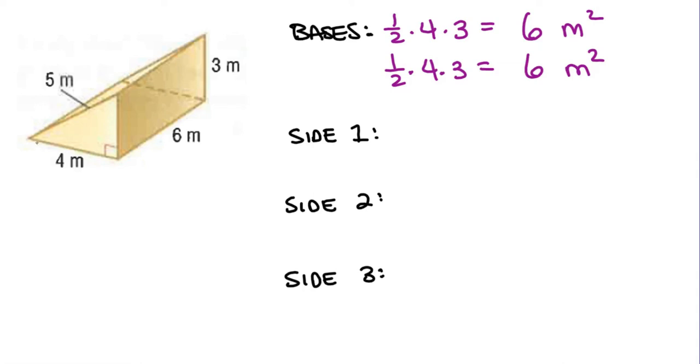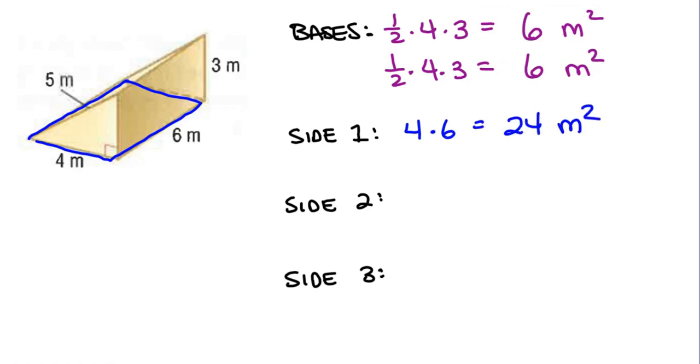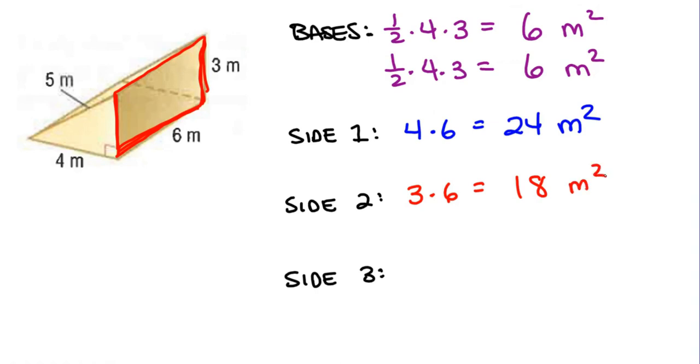I'm just going to, again, start at the bottom. This bottom part right here is a rectangle, and that's 4 meters by 6 meters. So that's 24 square meters for the area of that bottom rectangle. So that was side 1. Side 2, I'm going to do this face here. This rectangle right here is 6 by 3, or 3 by 6, and that's 18 square meters.